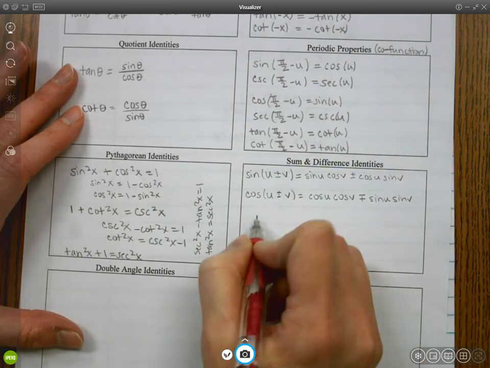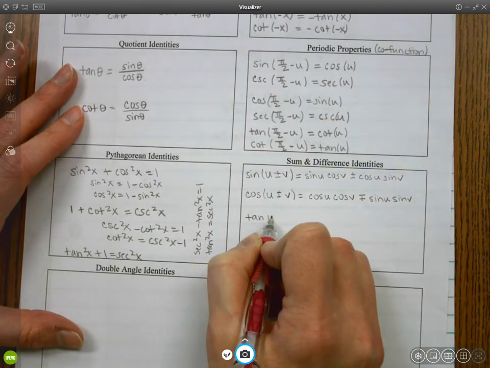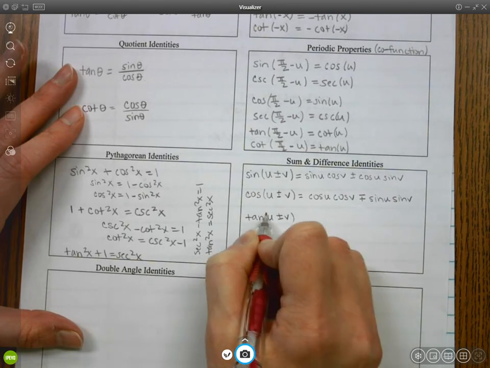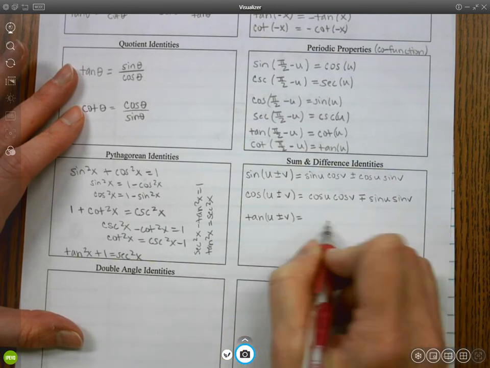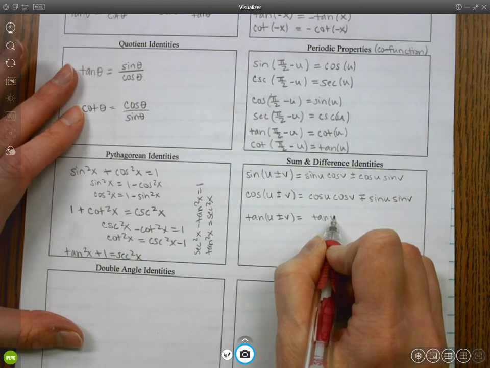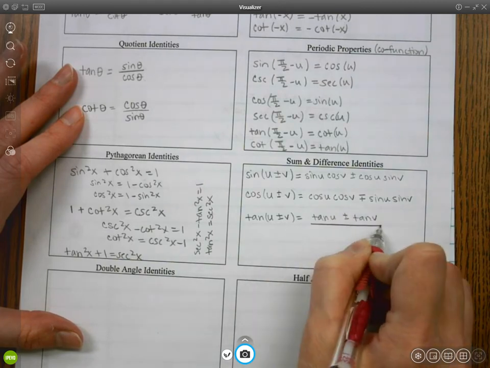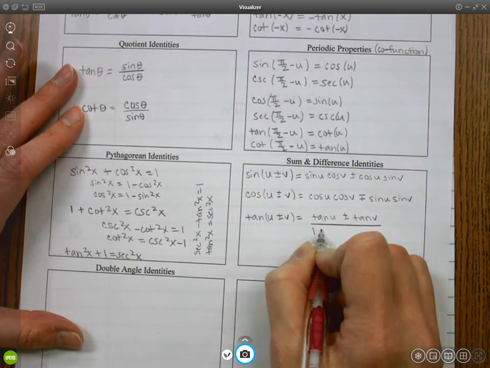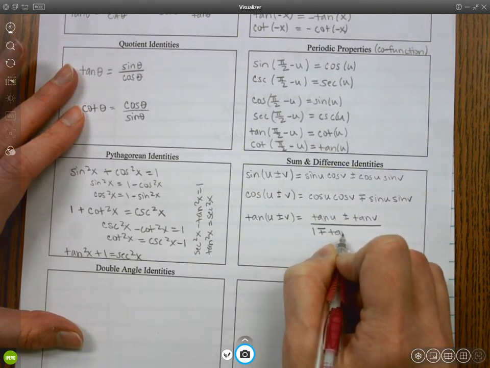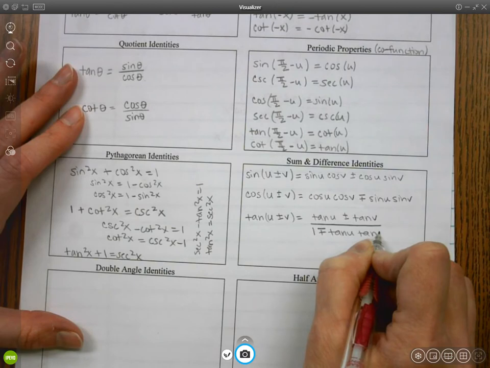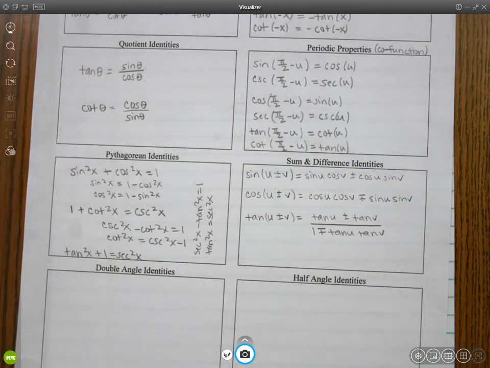All right, tangent is going to be tangent of the first, keep the same sign, tangent of the second, over 1, change the sign, tangent of the first times the tangent of the second. All right, so those are your sum and difference identities. Make sure you have them written down where you can see them while we're working problems so that they make some sense.